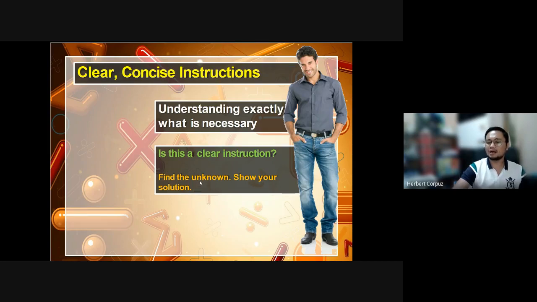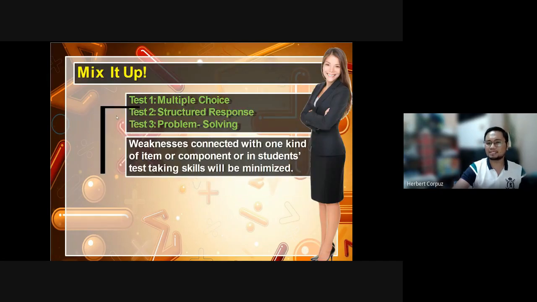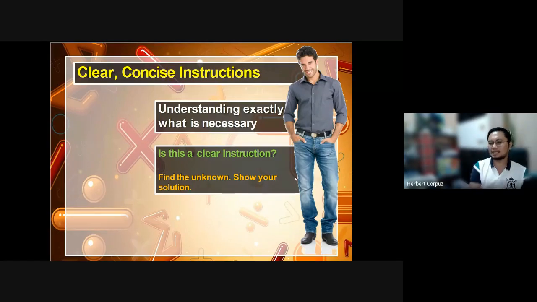Okay, and for example, pag sinabi nating clear instruction, meron yung naglalagay na match column A with column B. Do you think that's a clear instruction? No, it's not a clear instruction. Better say match, okay? Match, for example, match the learning outcomes in column A to the category or level it represents in column B. That is a clear and concise instruction in doing matching test types. So you make sure that our instructions when we draft our test items are very clear for our students.